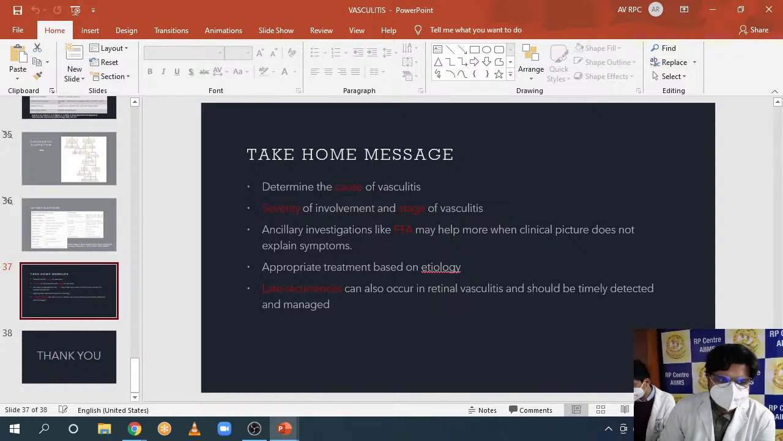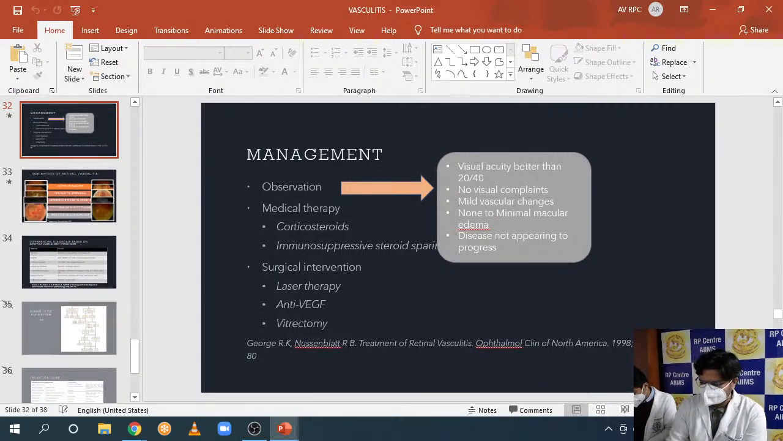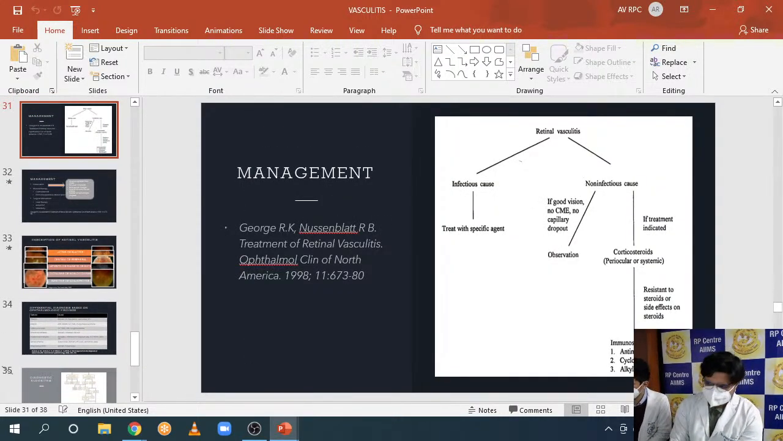Yeah, one of the things in vasculitis is we really don't have any study which tells us that if you treat them aggressively with steroids, the neovascularization actually decreases. That's unfortunately we don't have any studies like that.